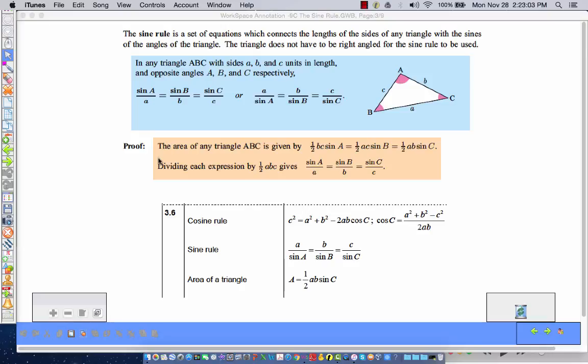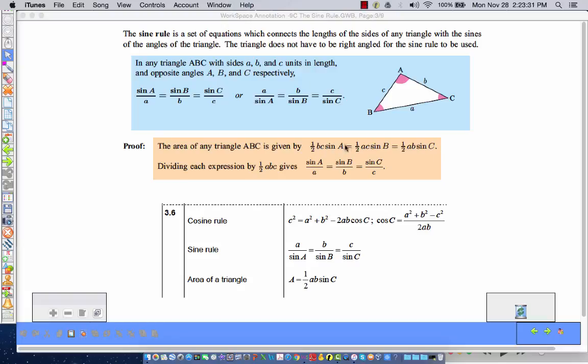We already proved in the first section that the area of any triangle is given by 1/2 BC sine A, 1/2 AC sine B, 1/2 AB sine C. This is the one that is on our formula booklet if you look right down here. But it's really like a pattern like we talked about in class. It's 1/2 of the product of the sides that form the angle, and we take the sine of that angle.